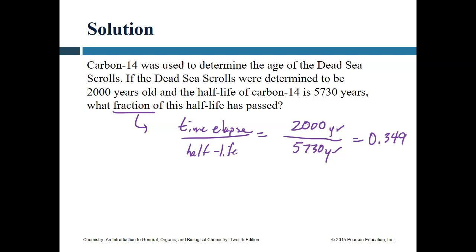Any other questions? Mackenzie? Right. So if it asks for a fraction, then yes, decimal is how they want the answer. If they want a percentage, then they'd ask for a percentage, and so you'd have to multiply that by 100. All right, any other questions?